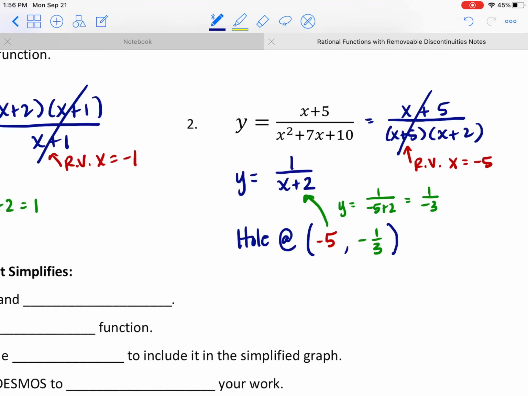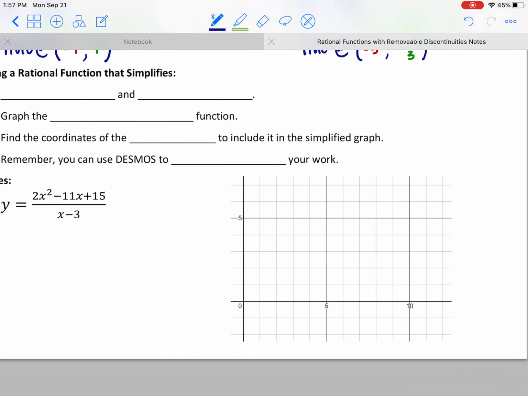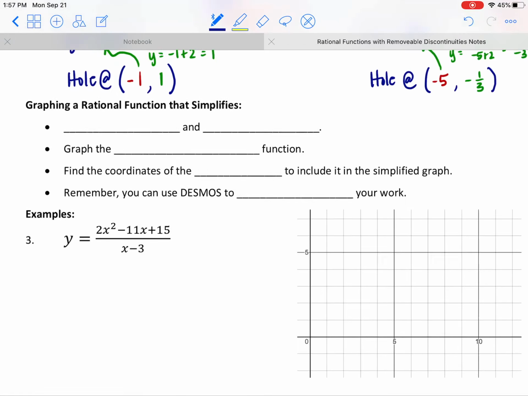Okay? So we know how to simplify the function. We know how to find the coordinates of the hole. So now we're going to practice doing the whole thing: finding the coordinates of the hole, creating the graph, and putting it all in Desmos to verify our work. So if I want to graph a rational function that simplifies, I'm going to factor and reduce, and then what I want to graph is the simplified function, what's left over.